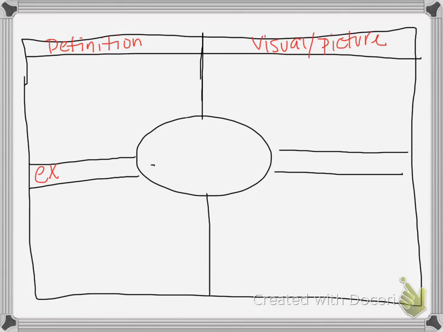So this other one is examples or a model. And the other one is non-examples. So the word that I'm going to do as an example is going to be similar polygon.